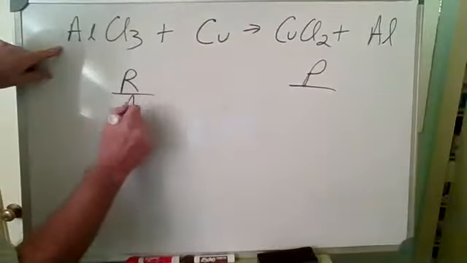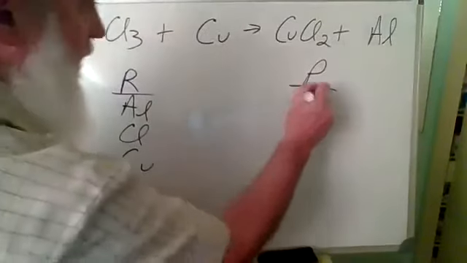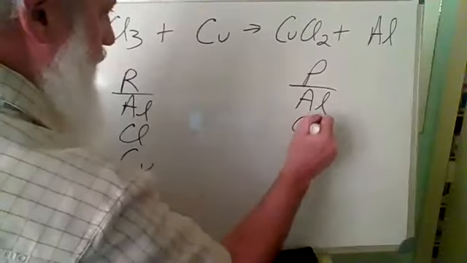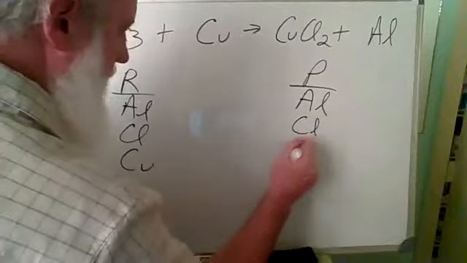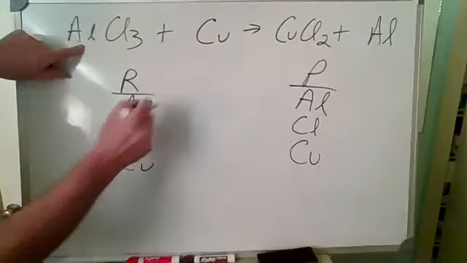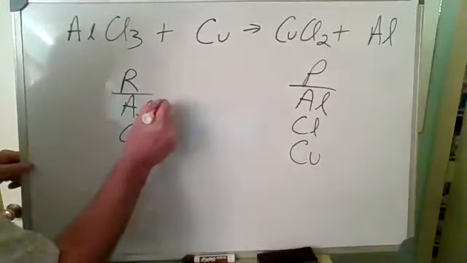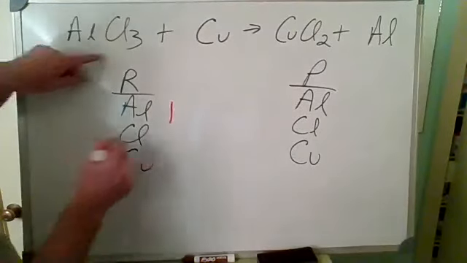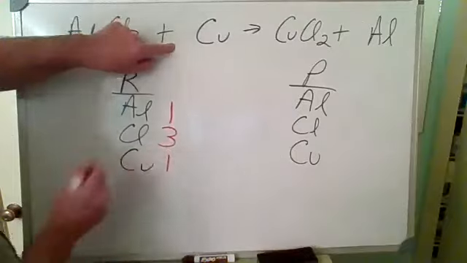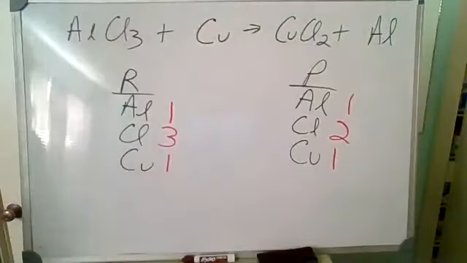So here I have aluminum and chlorine and copper. Same order on both sides. I don't want this to look like a 1. All right, so here I have 1 aluminum. Let's write the numbers in a different color. Tell me if you guys can't see this red. Can you see that? Yeah, we can see it. Okay, and 3 chlorines and 1 copper. Here I have 1 aluminum, 2 chlorines, and 1 copper. So what are we going to do?